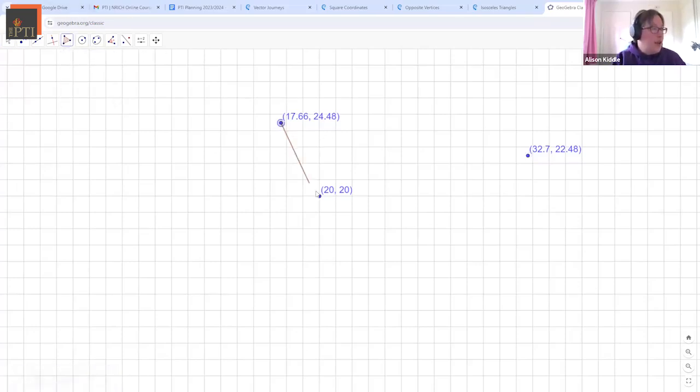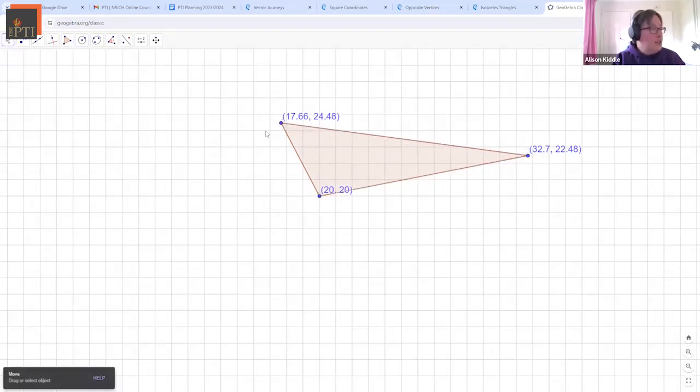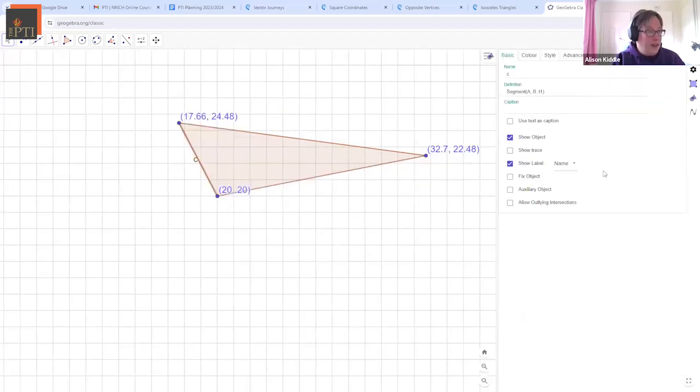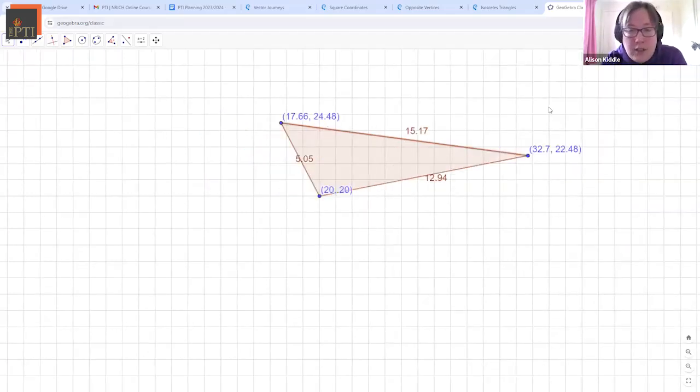So if I draw the triangle formed by these 3 points, this is clearly not isosceles, because if I were to show the length of this here, this is 5, this is 12, and this is 15. So I don't have 2 sides the same, so it's definitely not isosceles. So can you find positions for my points A and C so that I get an isosceles triangle.